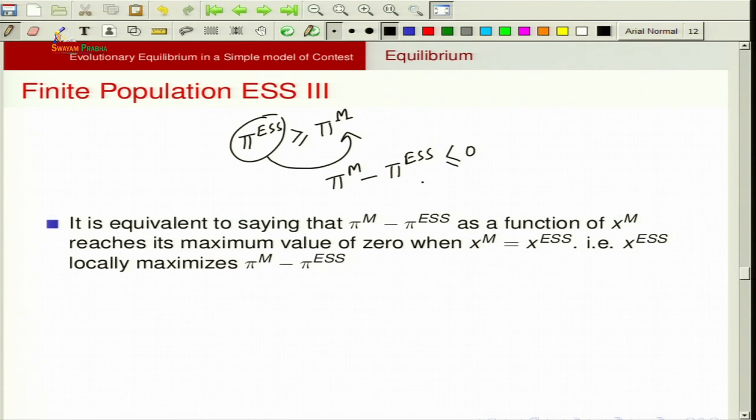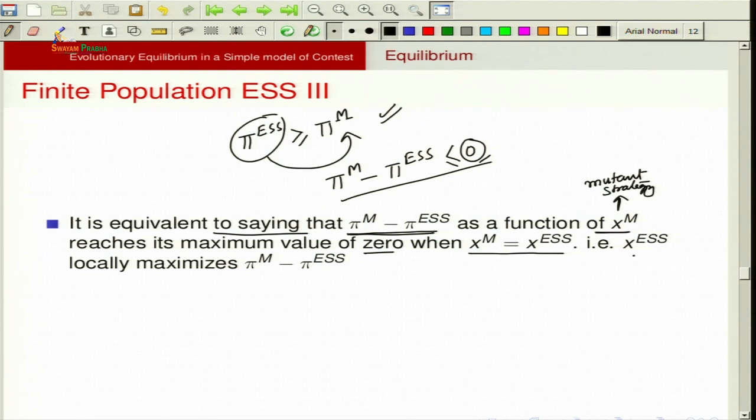Okay. So, from this idea, Schaeffer came up with a generalized version of the finite population ESS. According to him, the ESS maximizes this, because pi m minus pi ESS is less than or equal to 0. So, it attains its maximum value of 0 when the strategy x m equals the ESS. So, basically as per Schaeffer's criteria, the definition that we normally talk about is equivalent to saying that this quantity, as a function of x m, that is the mutant strategy, reaches its maximum value 0 when x m equals x ESS.